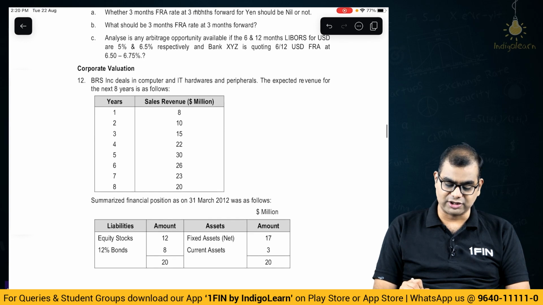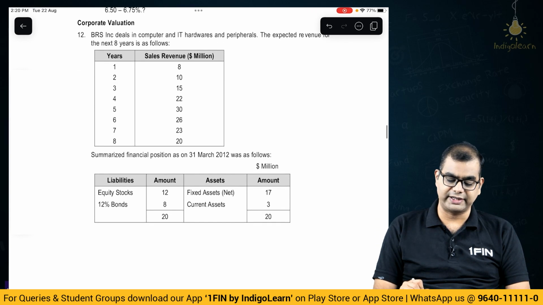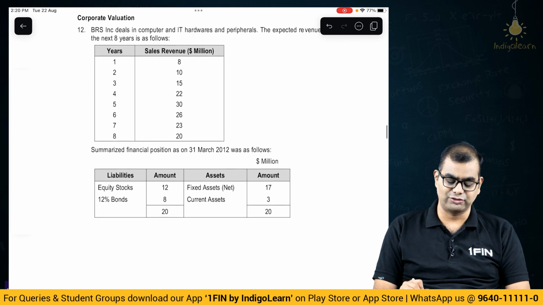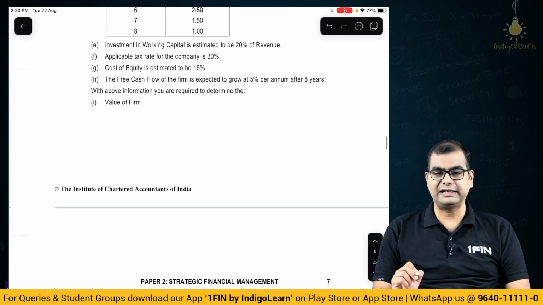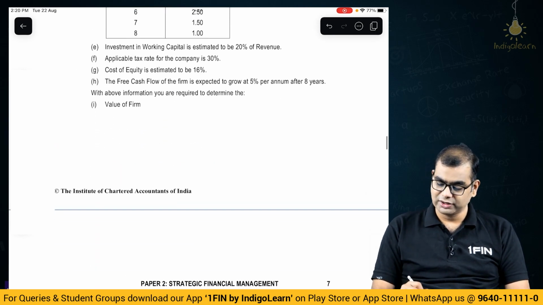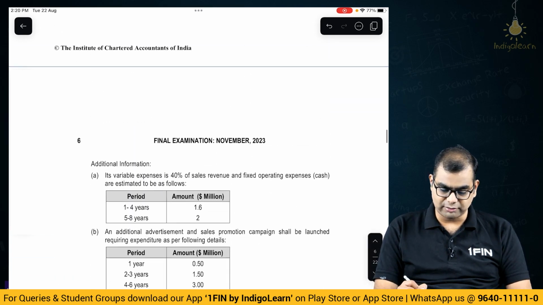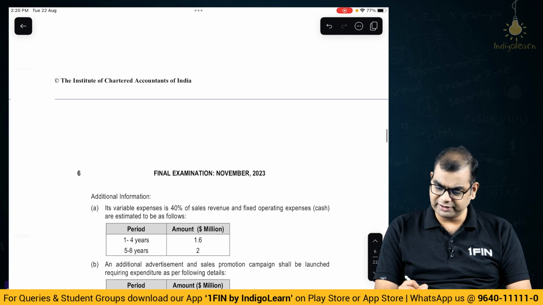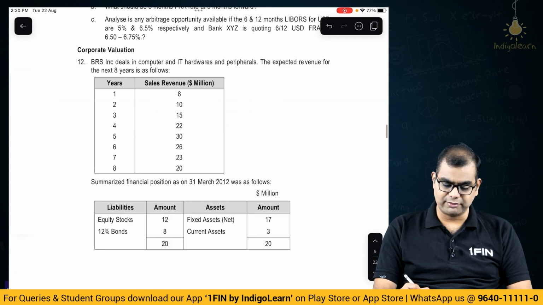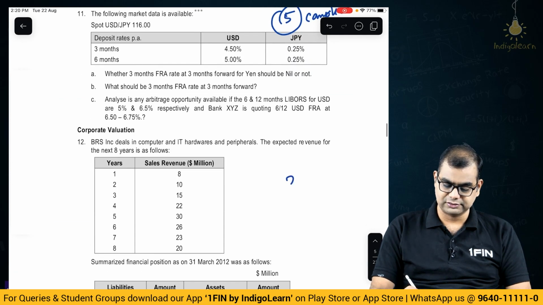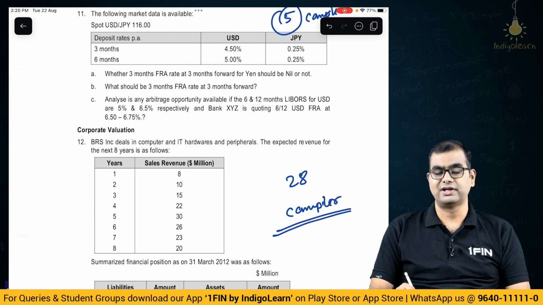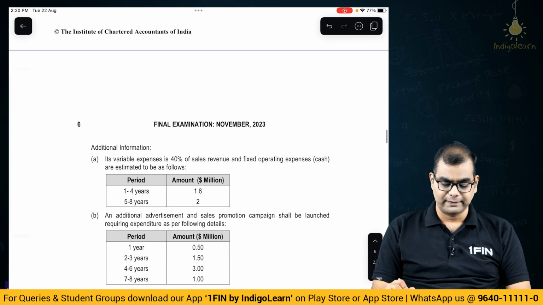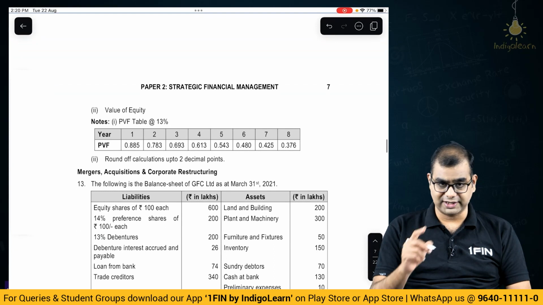Next, corporate valuation. BRS Inc. deals in computer and IT hardware and peripherals, expected revenue for the next 8 years. This is a very long question, and the solution also is slightly lengthy, not very lengthy, but slightly lengthy. This is equivalent to question number 28 from the compiler. Same, ditto. There is no difference. 28 of the compiler, of the respective chapter.